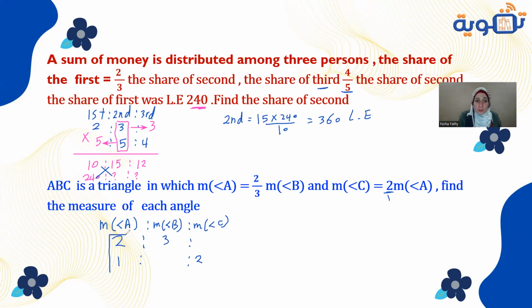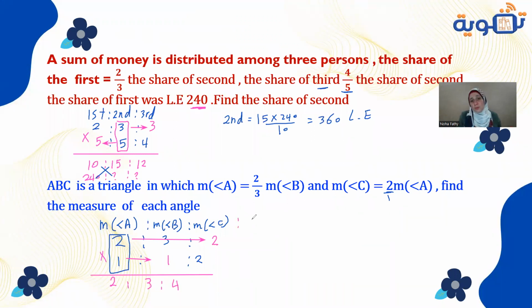Then where is the repeated value? Under A. So I will move the number to the empty place from the repeated value. Don't move 3, I'll move 2 here and move 1 here. Then I will multiply vertically. 2 times 1 equals 2, 3 times 1 equals 3, 2 times 2 equals 4.